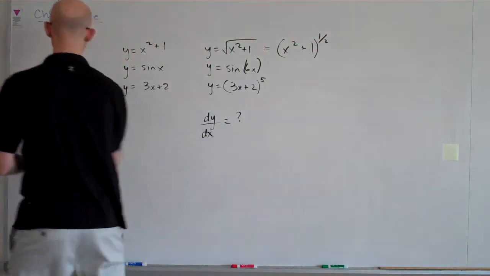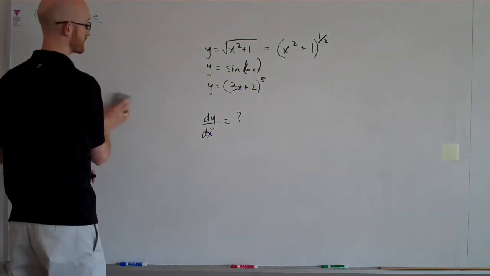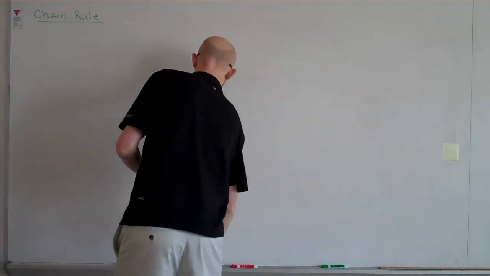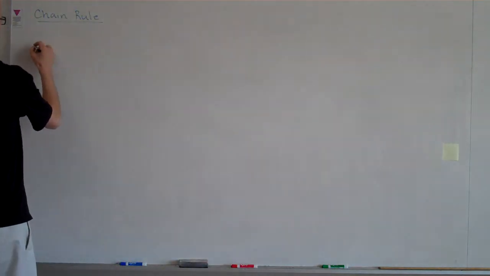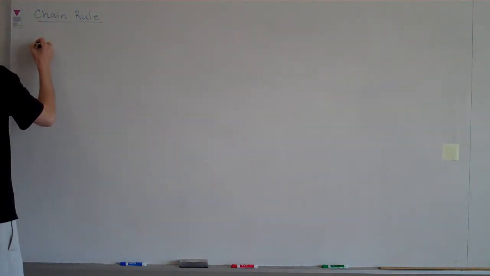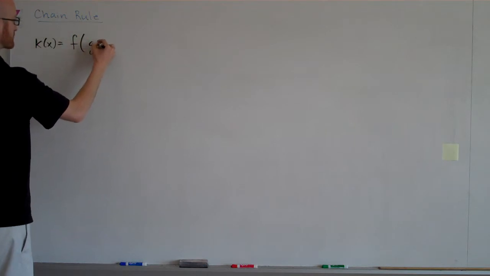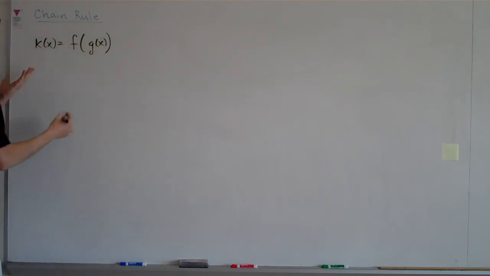Okay, so we're going to develop a process by which we can differentiate functions of functions. So the major goal here is if we have, let's say, k of x is equal to f of g of x, what is k prime?